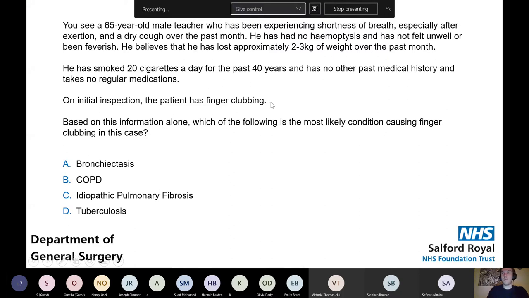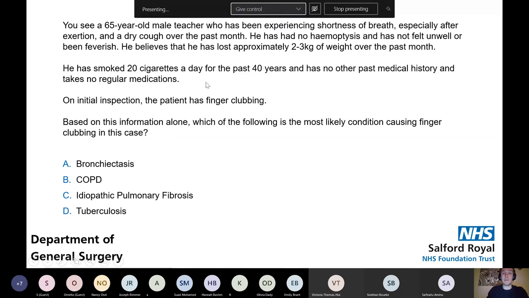It is not directly causative in the way that it is for COPD, but it is a risk factor. And finger clubbing is typical for pulmonary fibrosis. That's the real differentiator in this question. COPD doesn't cause finger clubbing. Pulmonary fibrosis does, and it fits with a lot of these boxes.